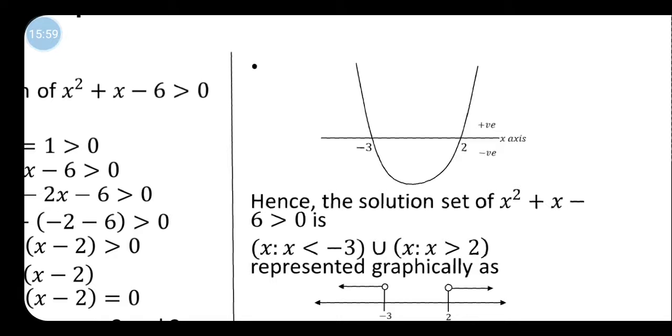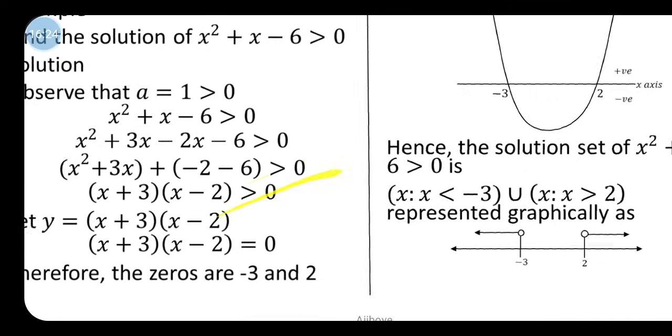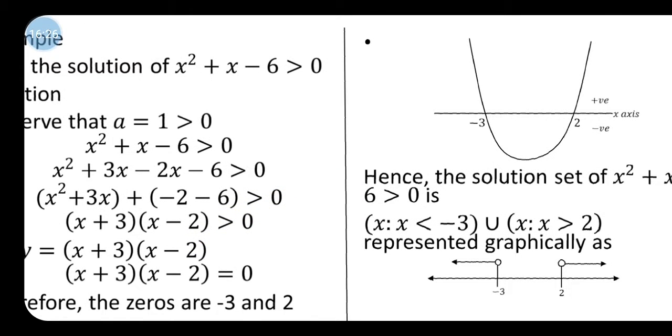The graph is positive when you have the values of x before -3, and also positive when you have the values of x after 2. On the other hand, between -3 and 2, the graph is negative. It is below the x-axis. So when the relation says the values that are positive, that are greater than 0, do you see now? The values that are greater than 0.